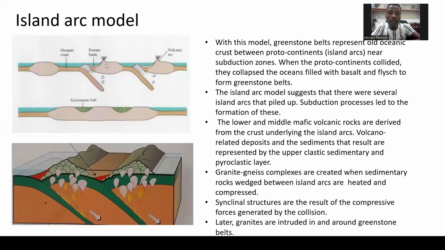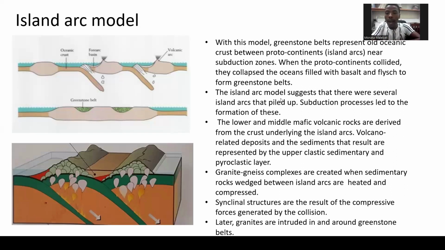We've got these island arcs which piled up. But now, because of the effect of plate tectonics, the ocean crust will be consumed, and then we've got these sedimentary rocks which are trapped or wedged between the island arcs. And then during compression, as this ocean crust is being consumed, these sedimentary rocks will be heated and compressed into the granite gneiss complexes.